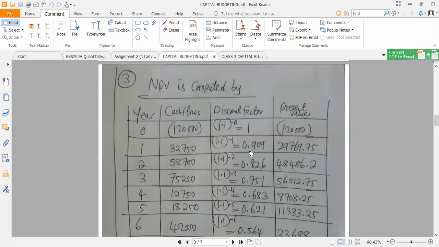So you have the 0.909 for the first year as a discount factor, then you multiply by the 32,750, you get the last figure there as a present value for that amount. Similarly, you will do the same for your year 2 through to year 6. Okay, so year 2, 0.826, that's a discount factor there. Multiplied by that, you're getting the present value, which is at the last column there. So there is the year column, cash flow column, the discount factor column, and the present value column.